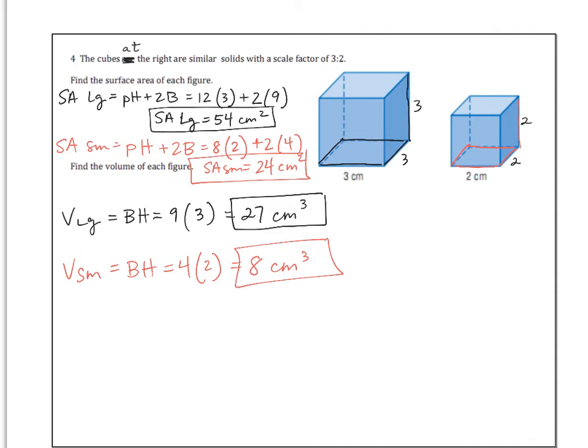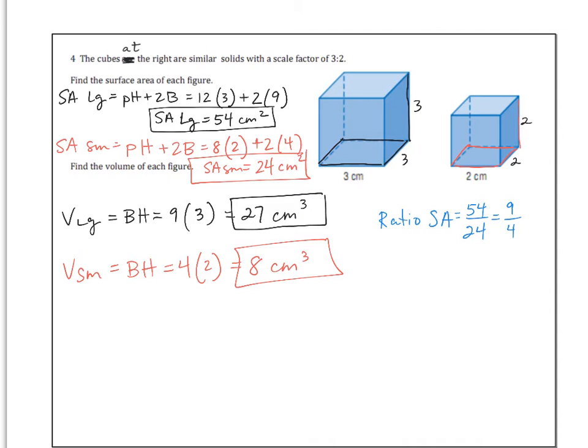So let's investigate a little bit more here. Let's compare. In other words, let's find the ratio of surface areas. The ratio between the large and small cubes' surface areas is 54 to 24. You can see those answers up there in the first part. Now, these can be simplified. 6 goes into both of them. 6 goes into 54 9 times. 6 goes into 24 4 times. So we can reduce that. 9 to 4 is the ratio between their surface areas.